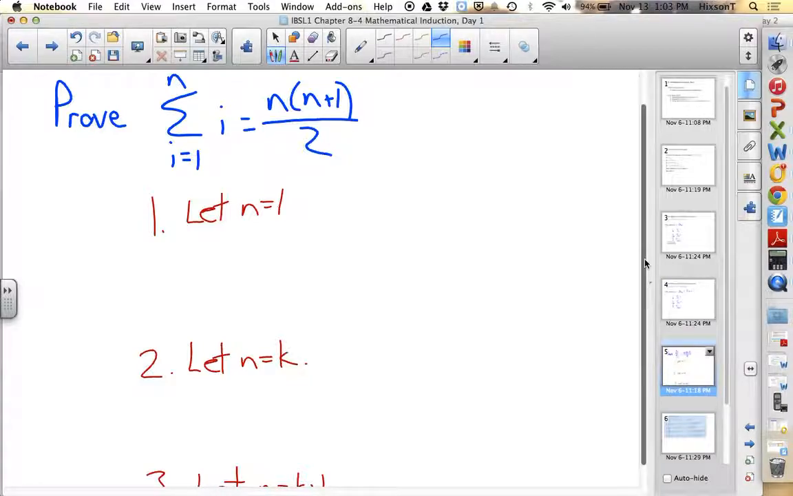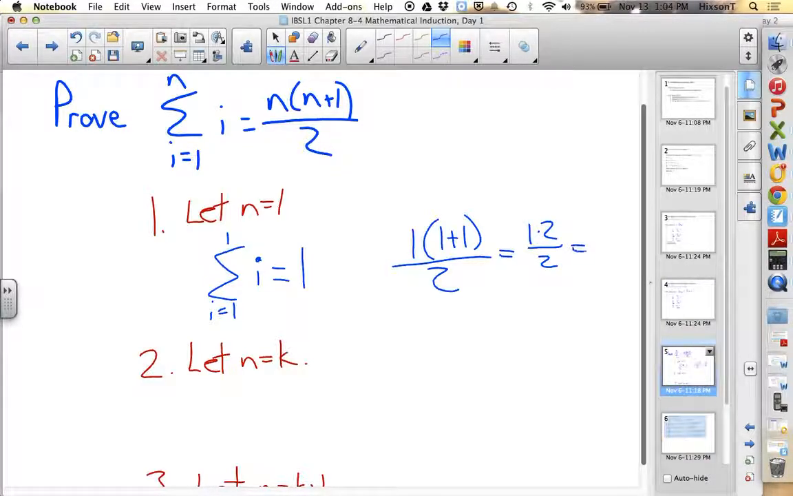The first thing that you need to do, when we're letting n equal 1, we're going to plug 1 in to the left side of the equation, alright? So what's the sum from i equals 1 to 1? It's just one term, it's just 1. Now let's plug 1 into the other side of the equation. 1 times 1 plus 1 over 2. That's 1 times 2 over 2, which of course is 1.